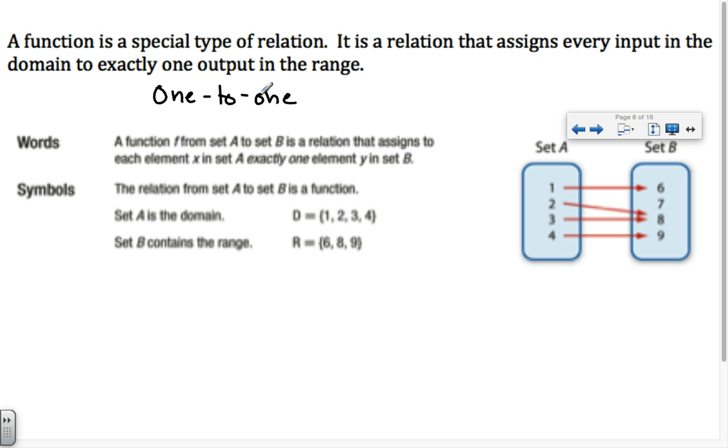In symbols, and we're looking at these two sets of information right here, the relation from set A to set B is a function. Set A is the domain, where the domain is the set containing 1, 2, 3, and 4. And B contains the range, and the range is going to be 6, 8, and 9. Now, the function itself happens in the arrows. So the function rule takes each one of these inputs and maps it to one output.